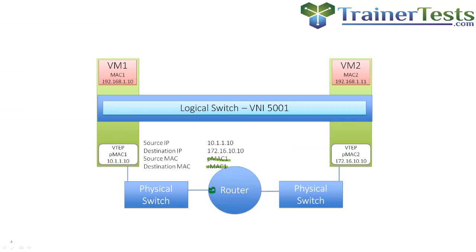And in this case, my destination IP is 172.16.10.10, which is my VTEP over here. So the router will realize, hey, that's not my destination IP. This packet is destined for something on the 172.16.10.0 network. And the router will then do what a router does, right?